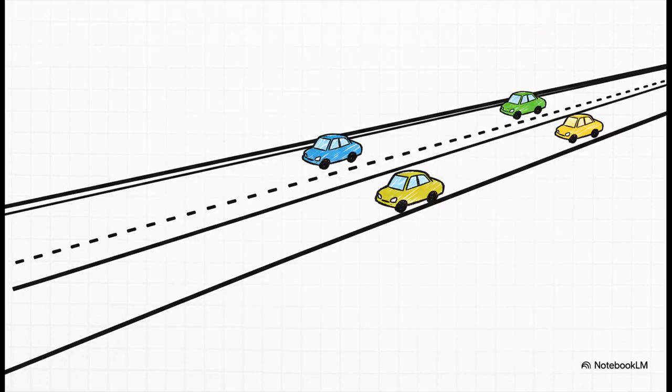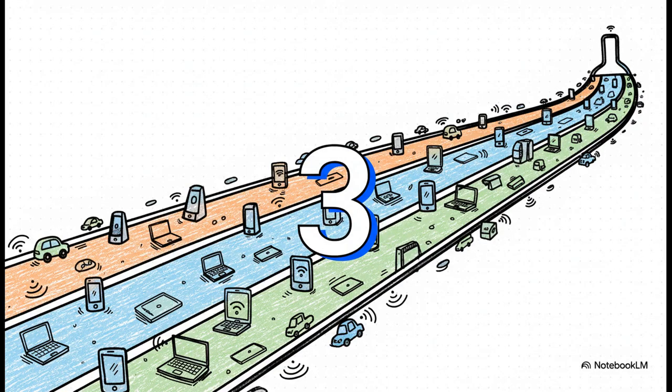Okay, so every highway has a certain number of lanes to handle all the cars, right? It's the same for Wi-Fi, but we call them channels. And the logic is super simple. The more lanes you have, the less congestion you're going to get. This right here is one of the biggest, most important differences between these two bands. And here's where it gets kind of wild. That old 2.4 gigahertz country road, it effectively only has 3 usable lanes, 3 channels that don't overlap and interfere with each other. Just 3.